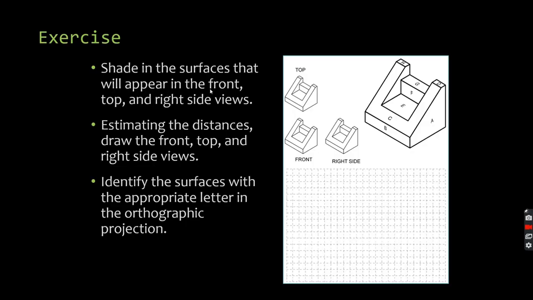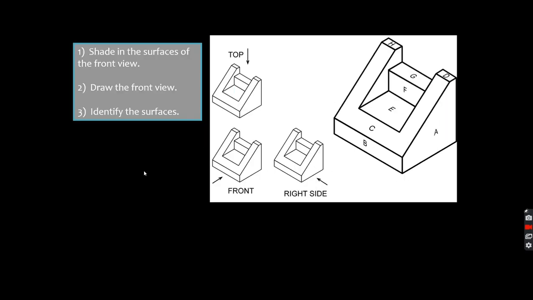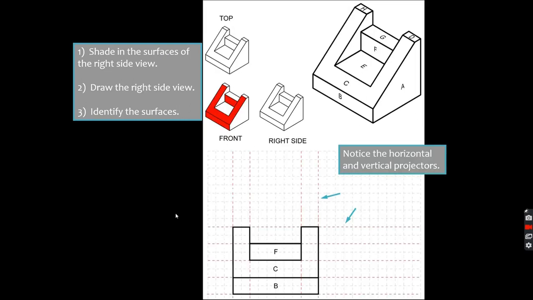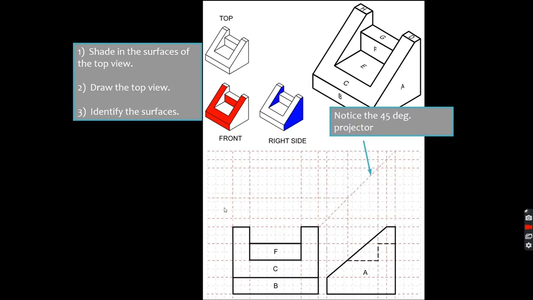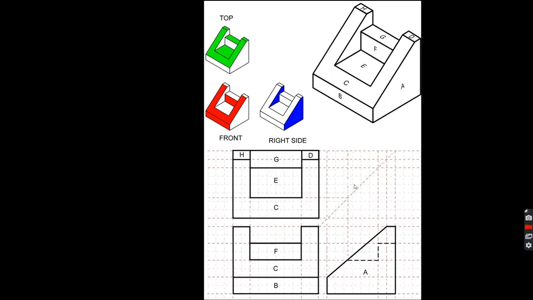Shade in the surfaces that will appear in the front, top, and right side views, estimating the distances and identifying the surfaces. Shade in the surfaces of the front view. Here is the front view. Here is drawing the front view. We bring the horizontal and vertical projectors over. Here is the right side view. Notice that between these we have a 45-degree angle. Bring these lines over. Here is the top view, which is the green section here.